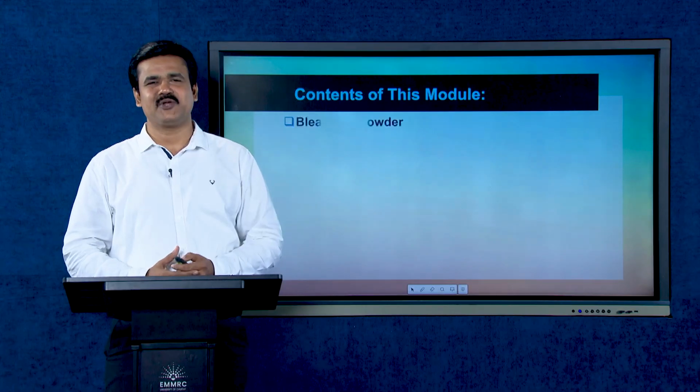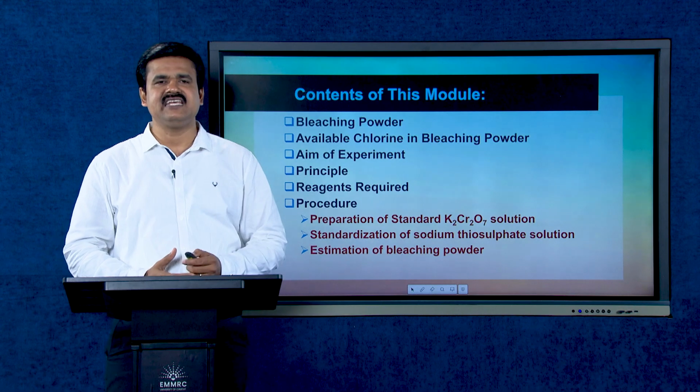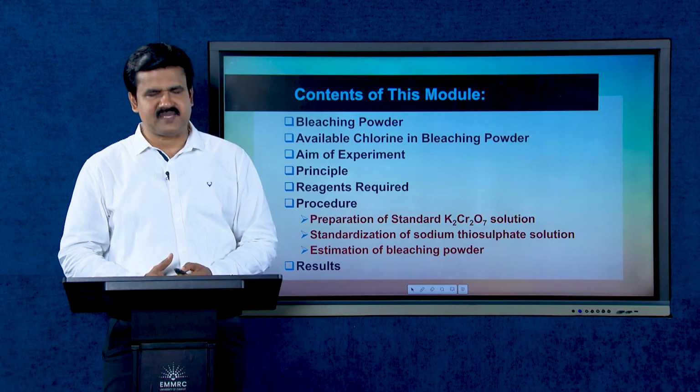The contents of this module are a brief description about bleaching powder, available chlorine in bleaching powder, aim of the present experiment, principle behind the experiment, reagents required for the experiment, the procedure which has 3 parts: preparation of standard potassium dichromate solution, standardization of sodium thiosulfate solution, estimation of bleaching powder, and finally results of the entire experiment.